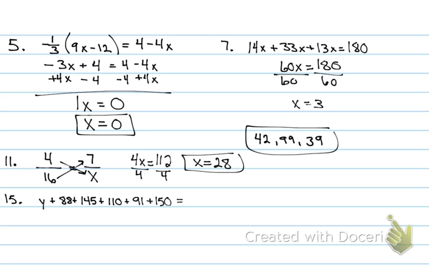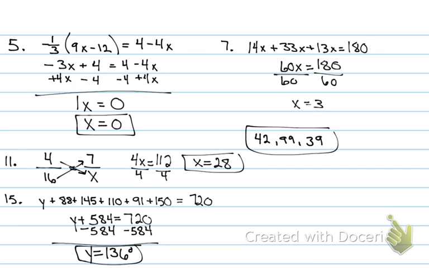Well, this is a 6-sided figure. What is the sum of the angle measures of a 6-sided figure? 720 degrees. And when you add all of them together, what did you get? y plus 584 equals 720. Subtract 584 from both sides, and you get y equals 136 degrees. Okay, and that's number 15.